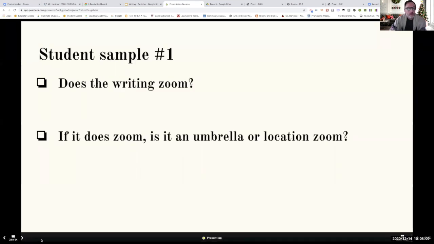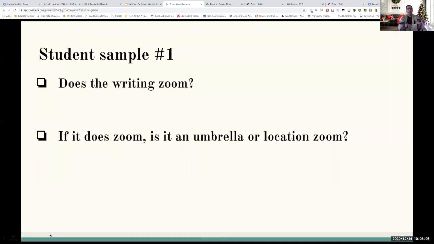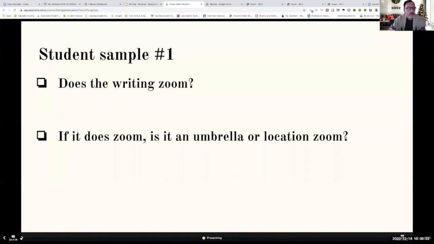All right. So here's what's going to happen now. You are going to do some reading and you are going to answer 2 questions. The first question will be, does the writing zoom? So is there an umbrella zoom of some kind? Is there a location? So basically, is there a central event, like a main event that we're focused on? And if it does zoom, is that zoom an umbrella or location? So let's go ahead and take a look at the first student sample here.